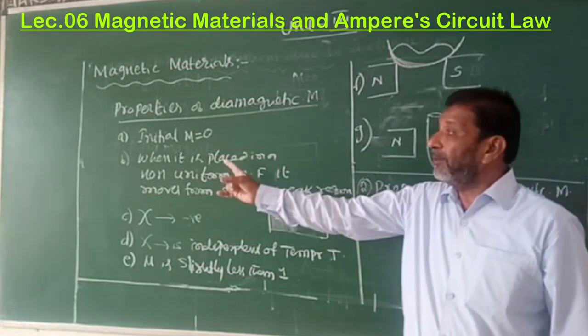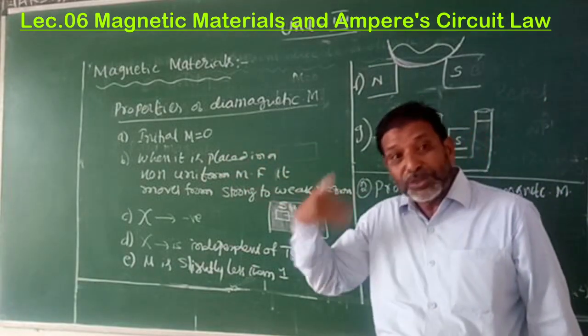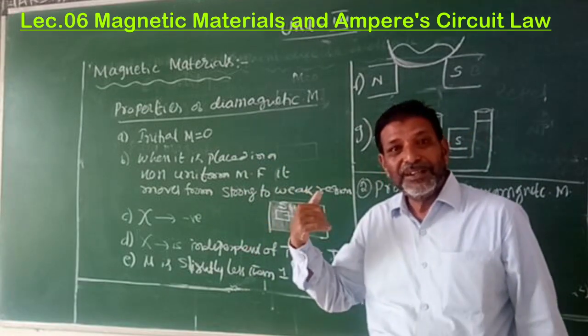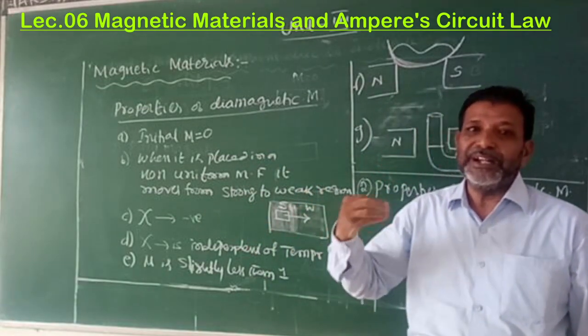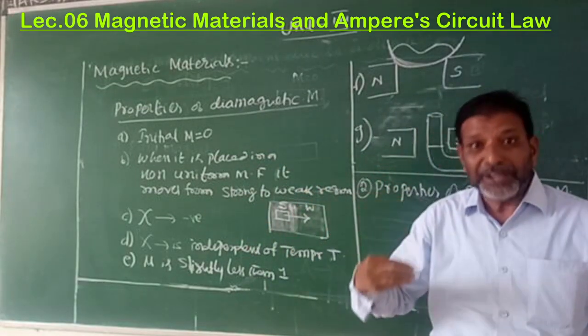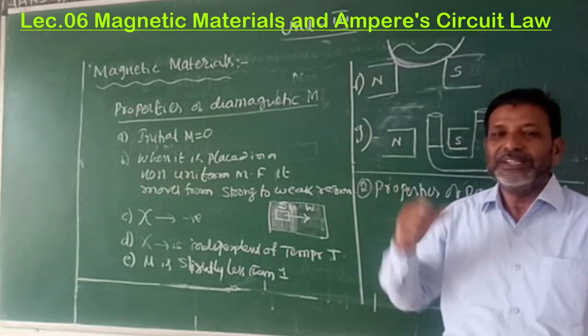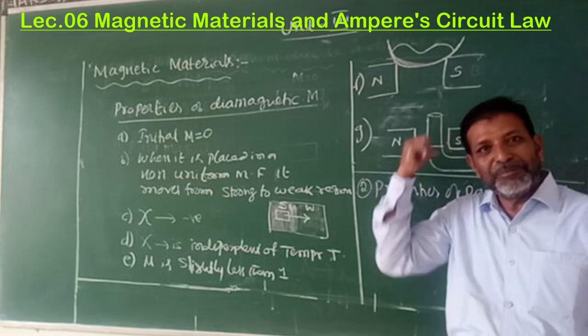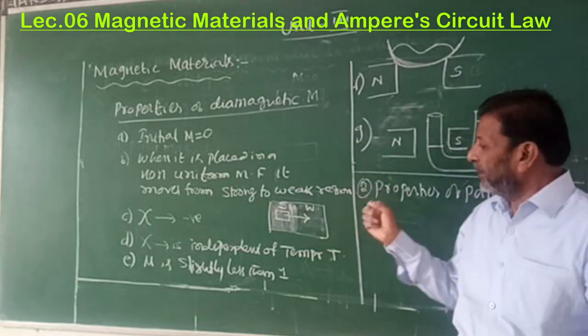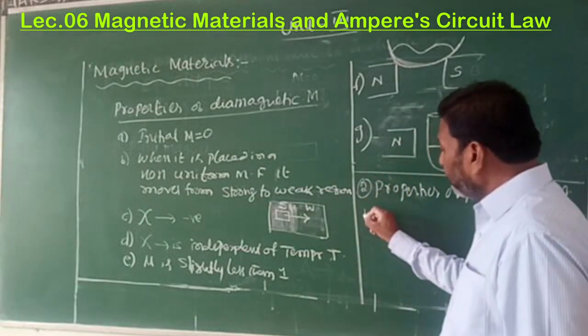Whereas in diamagnetic material, it aligns opposite to that of the field. But here, it aligns in the direction of the magnetic field. Hence, it is weakly attracted. The diamagnetic material is repelled, but this is attracted. Next, the second property is what?